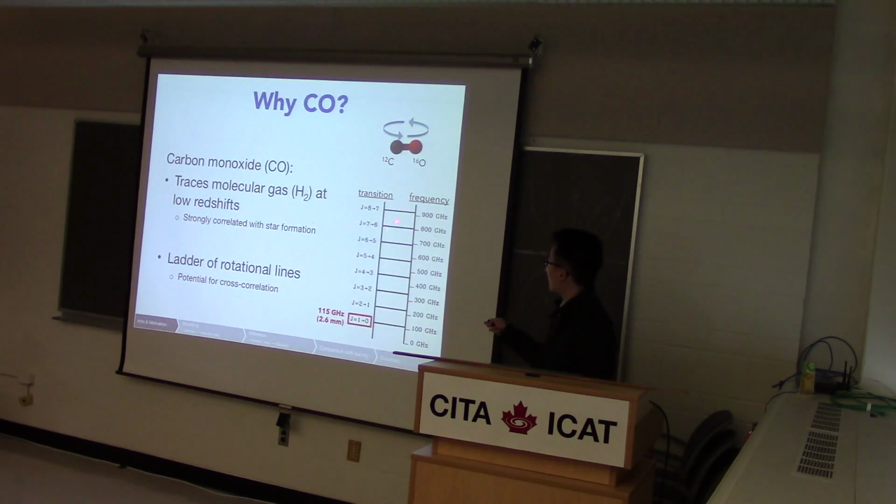But this ladder of rotational lines is what brings up the practical advantage. The practical advantage is you get multiple lines essentially for free, especially in these lower few lines. I won't get to say too much about it in this talk, but for example, the 1-0 line is at 115 gigahertz. The 2-1 line is at 230 gigahertz. 3-2 and 4-3 and so on and so forth. They're just integer multiples of 115 gigahertz.